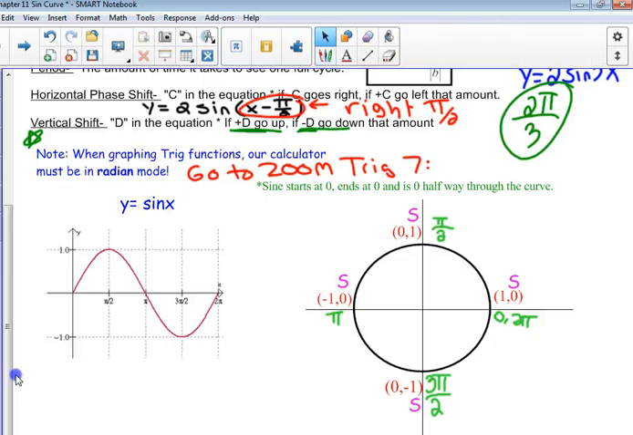A basic sine curve, and this is something kind of cool. We'll probably end on this part. A sine curve always starts at 0.